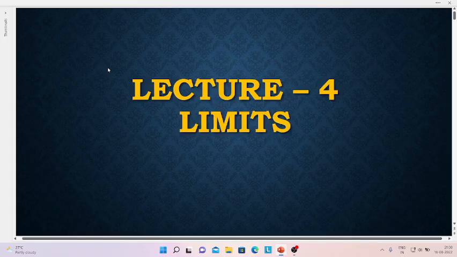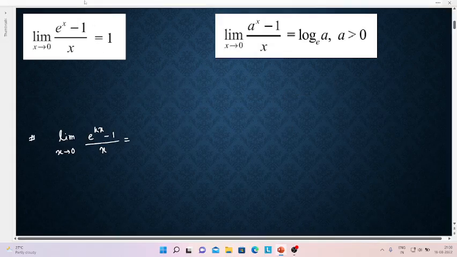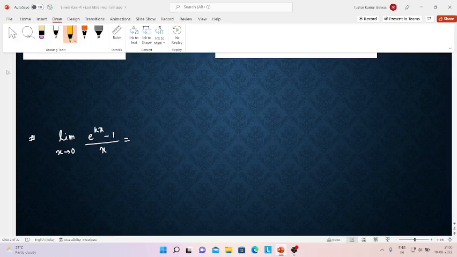Hey guys, this is lecture number 4 on limits, and in this particular video we will solve a lot of questions about limits and we will learn some formulas, right? So let's start the video by showing you the first slide, which is actually some formulas, right? So here you can see there are two formulas.